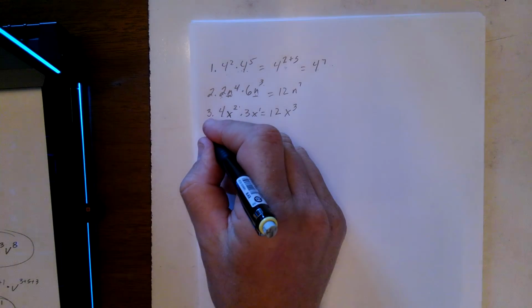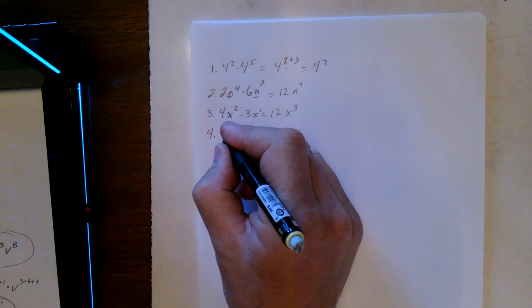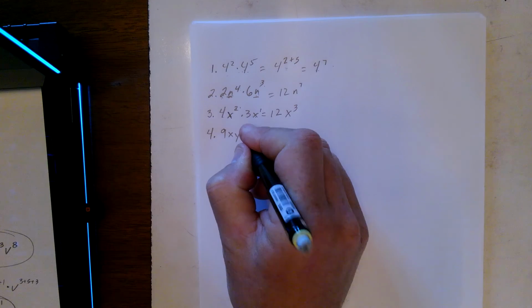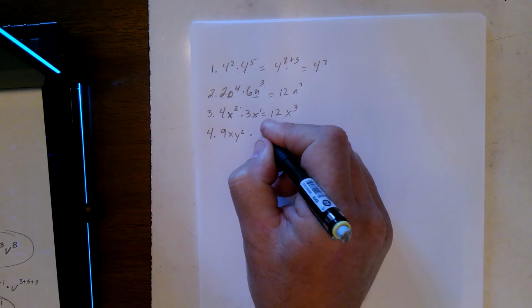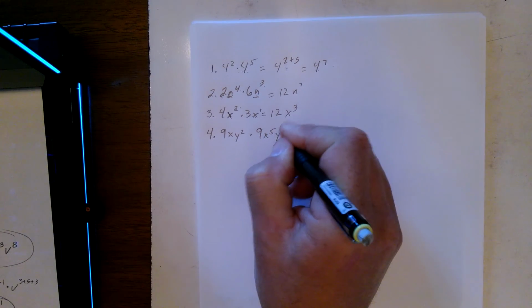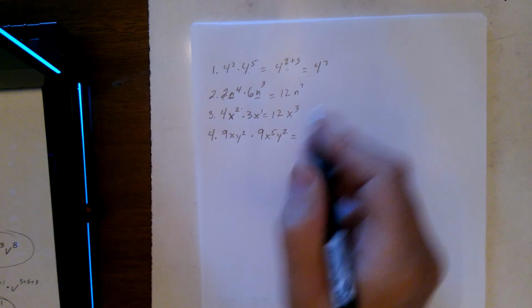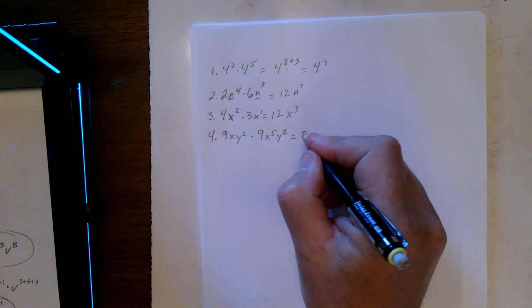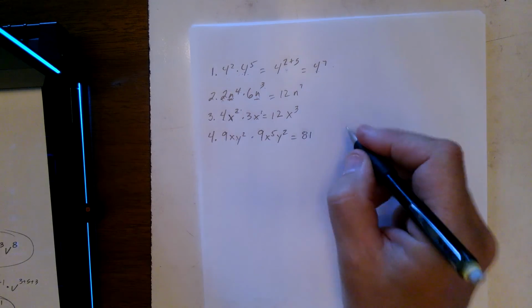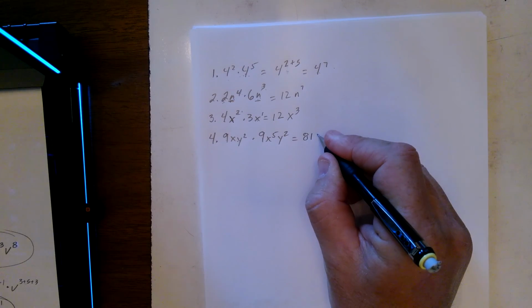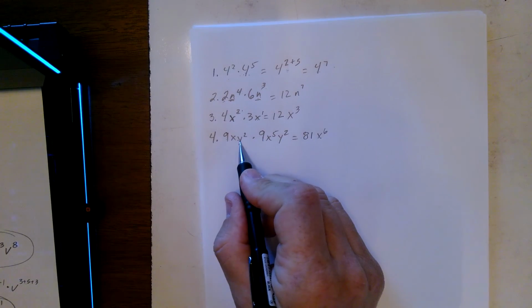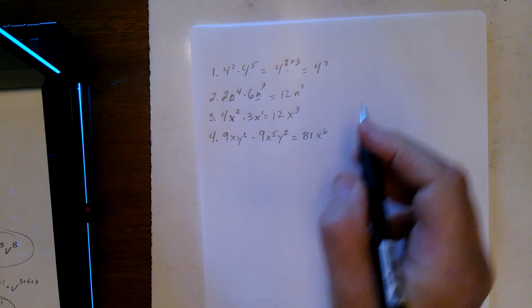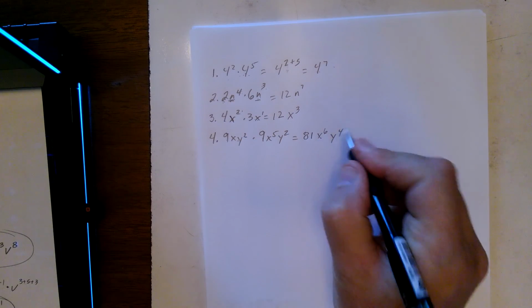Okay. Number 4 was 9xy squared times 9x to the 5th, y to the 2nd. Okay. Multiply my coefficients, 81, x to the 5 plus 1, x to the 6th, y to the 2 plus 2, y to the 4th.